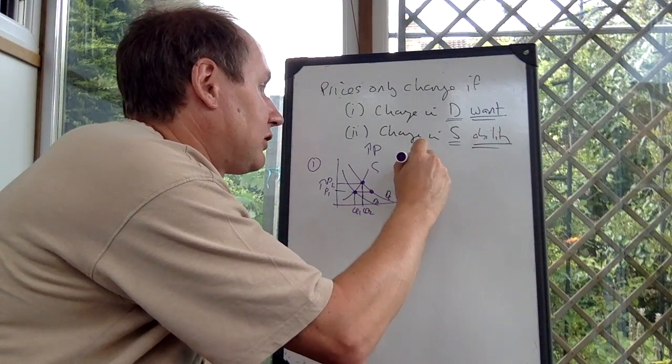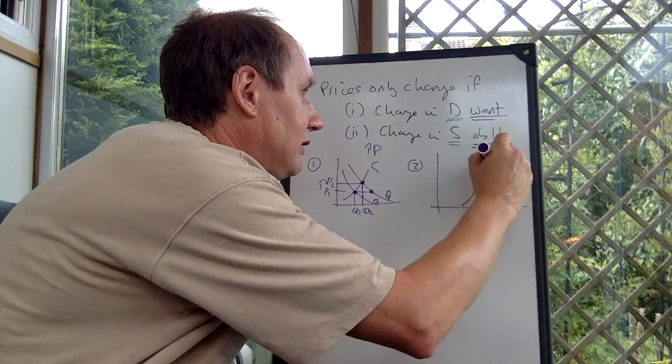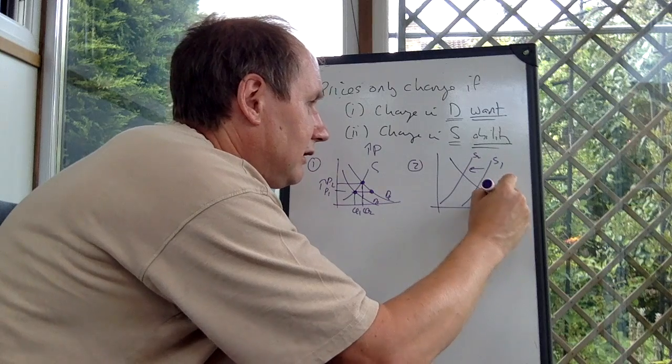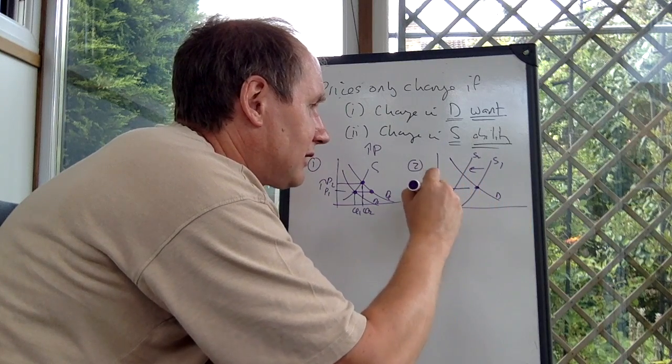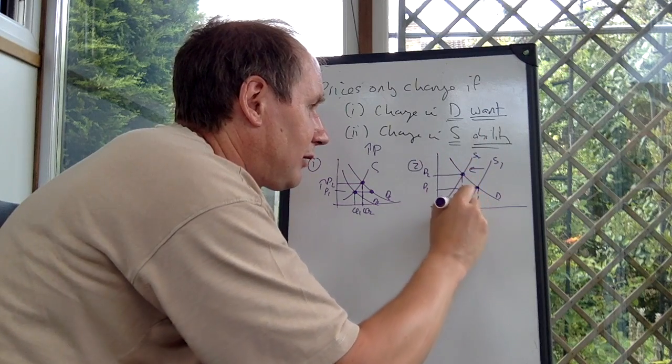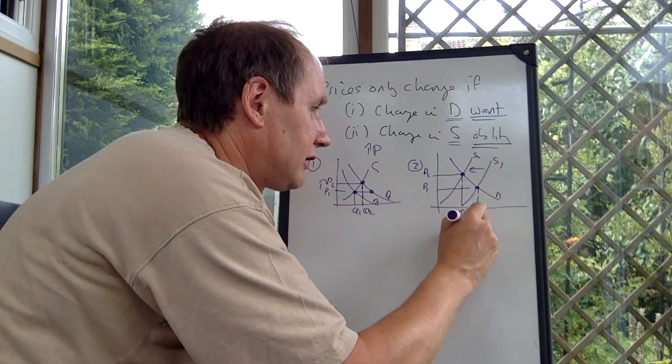Or secondly, prices could rise if there was a sudden decrease in supply. Supply could fall from S1 to S2. So at the original price, again, there's excess demand, and that drives price up to a higher price of P2. Quantity falls from Q1 to Q2.